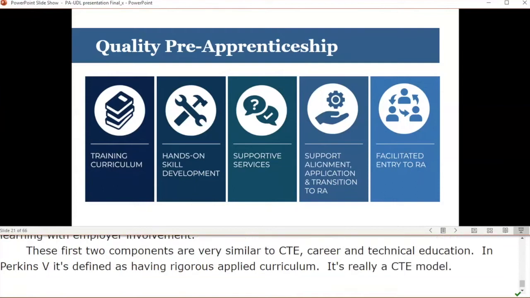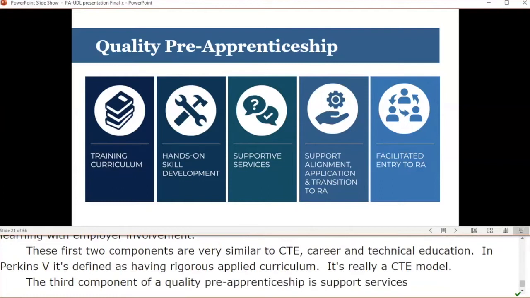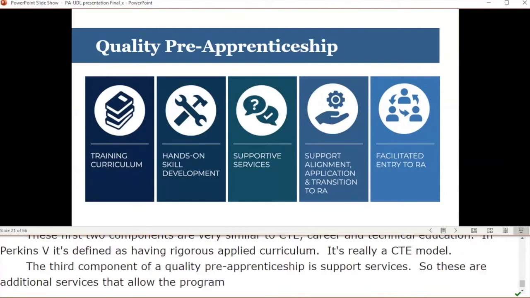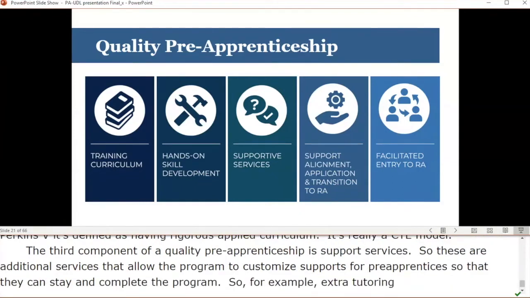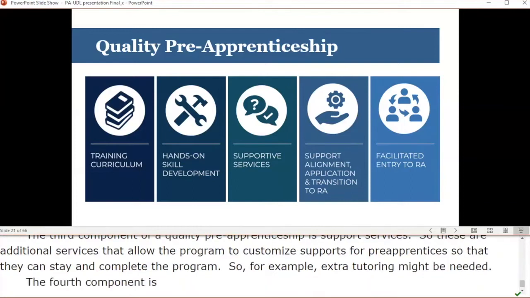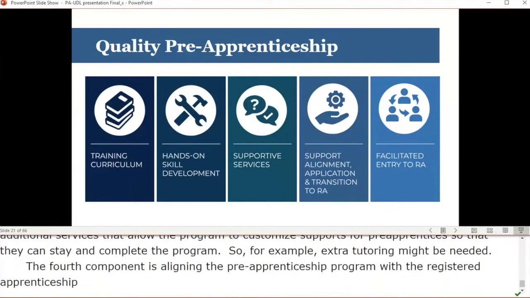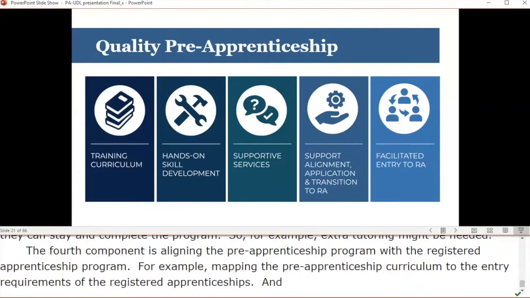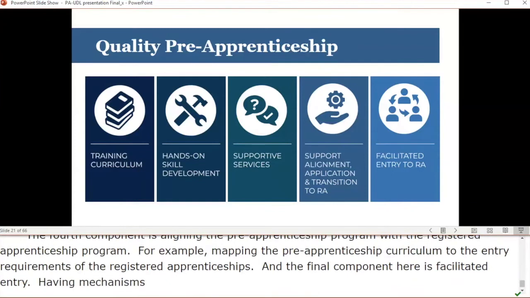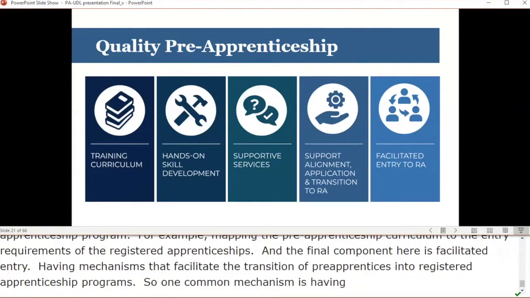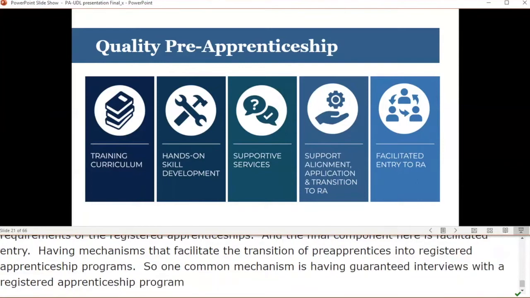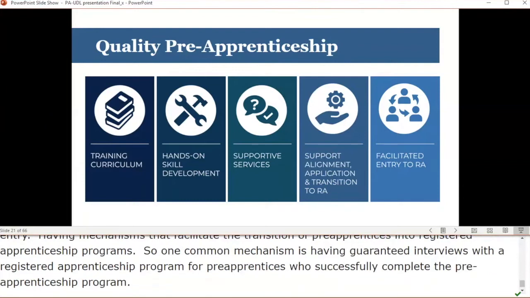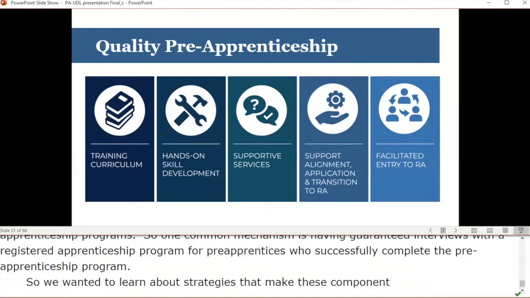The third component of a quality pre-apprenticeship is support services. These are additional services that allow the program to customize supports for pre-apprentices so that they can stay and complete the program. For example, extra tutoring might be needed. The fourth component is aligning the pre-apprenticeship program with the registered apprenticeship program. For example, mapping the pre-apprenticeship curriculum to the entry requirements of the registered apprenticeships. And then the final component here is facilitated entry. So having mechanisms that facilitate the transition of pre-apprentices into registered apprenticeship programs. One common mechanism is having guaranteed interviews with a registered apprenticeship program for pre-apprentices who successfully complete the pre-apprenticeship program. And so we wanted to learn about strategies that make these components more accessible for individuals with disabilities.